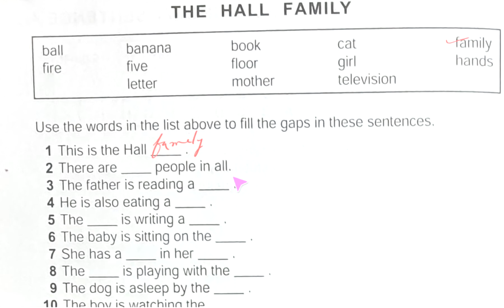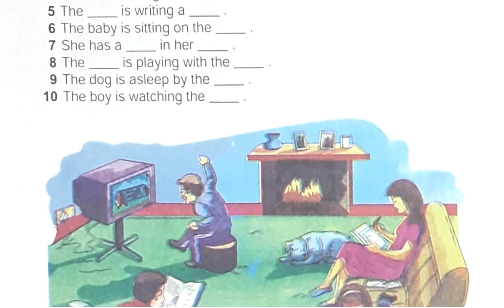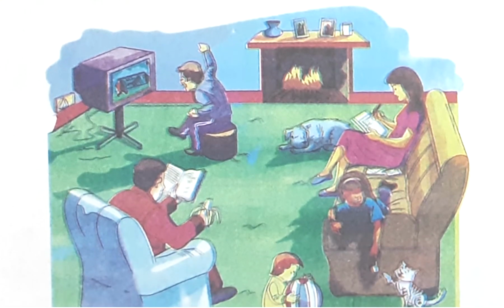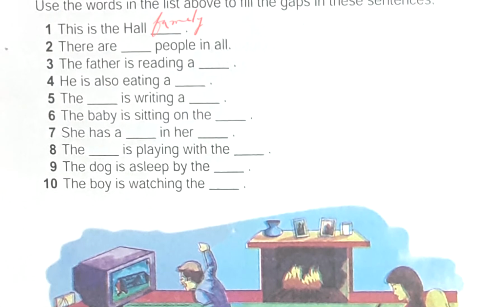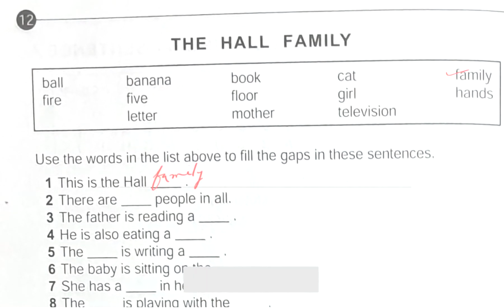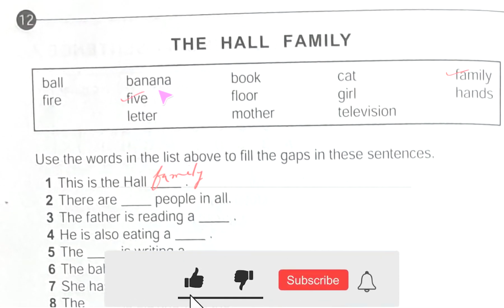There are dash people in all. How many people? Let's see in the picture. There are 1, 2, 3, 4, 5. So let's see. Is it here? 5. Yes, this is 5. So here it will be: there are 5 people in all.